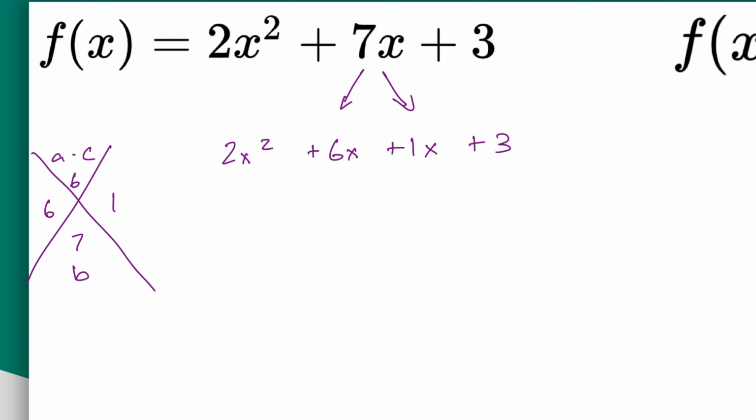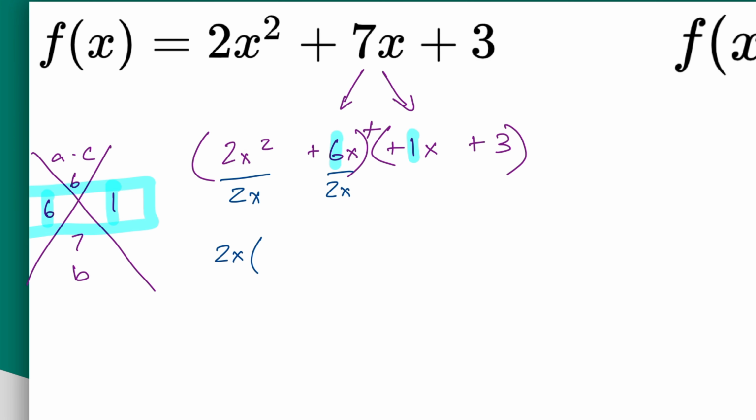Now, where did this 6x plus 1x come from? So look at this, 6, 1, 6, 1. Okay, we use these numbers that you just found to split your bx term into 2 terms. And now look, you have 4 terms, which means you can factor by grouping. So group, so there should be a plus in between. It's not multiplication, okay? And then factor out the greatest common factor of each. 2x squared plus 6x, greatest common factor is 2x. So we divide that out. We get 2x times x plus 3.